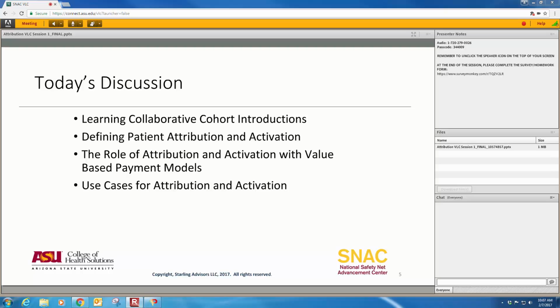We want to define patient attribution and activation in the Learning Collaborative early enough that we have a good common working understanding of these models. And then I'll be talking about how these models fit within various value-based payment models. And then lastly, we'll be talking about some specific use cases. Today's session is going to be divided basically between you folks presenting to us so that we get to know each other, and then us giving you some foundational information.